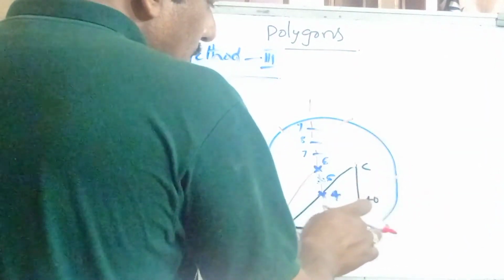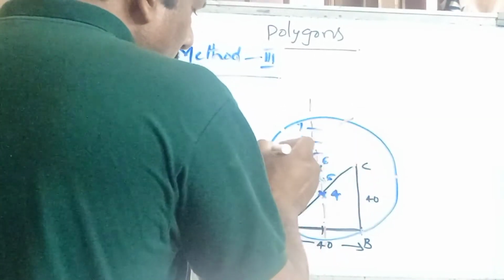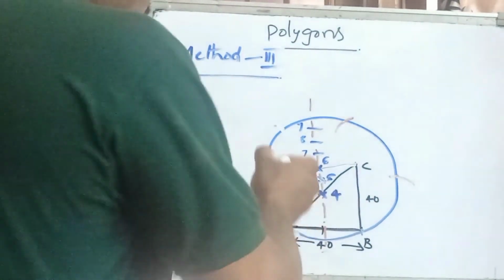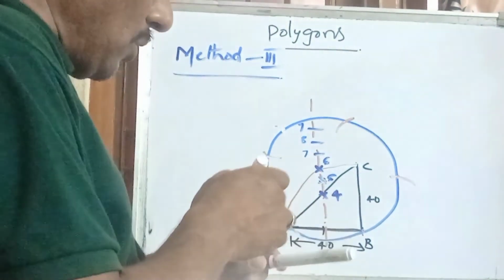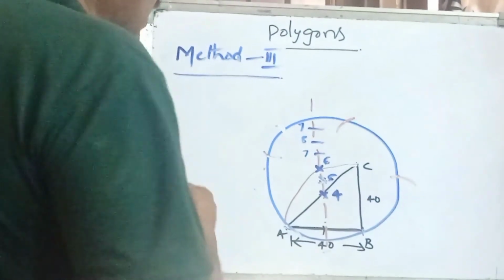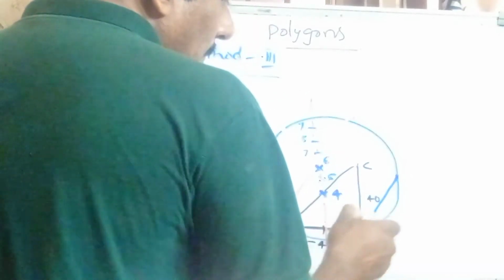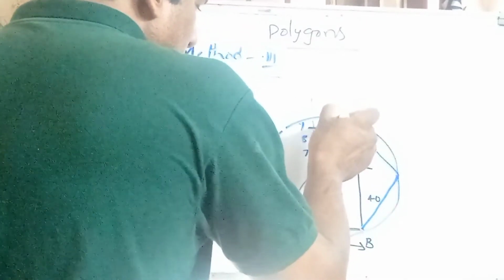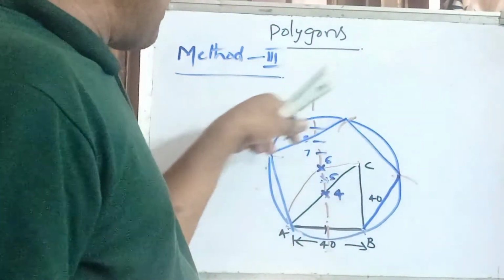So 1, 2, 3, 4, 5. Keep the compass here, cut the next point. And if you keep the compass here, automatically it touches this point. So depending on whether you take 5 points or 6 points, directly you will get the pentagon. Okay, so join this point, join this point, join this point, join this point. So automatically you will get the pentagon.